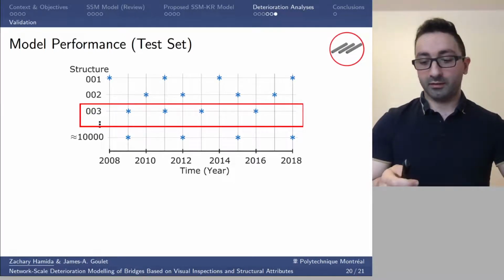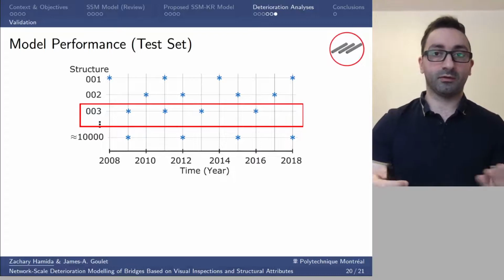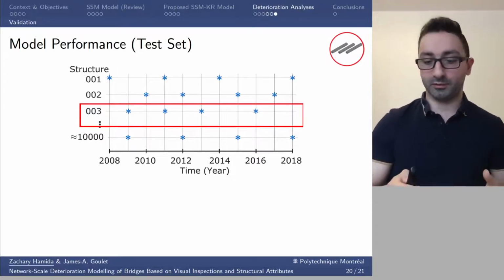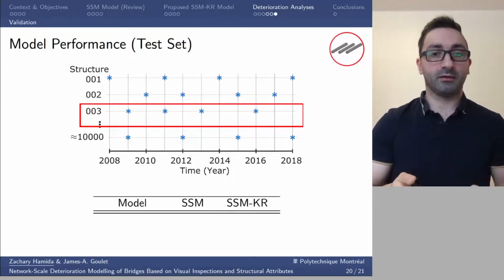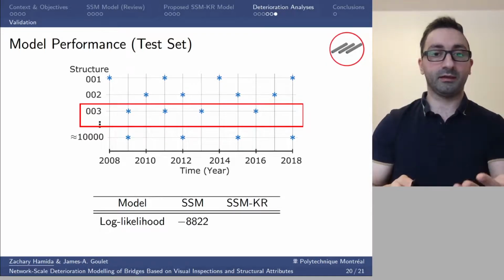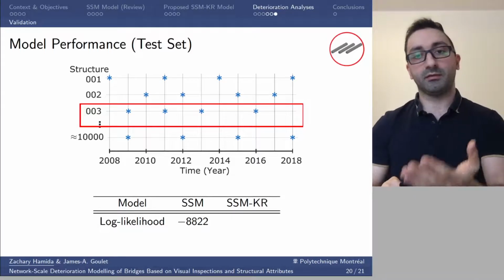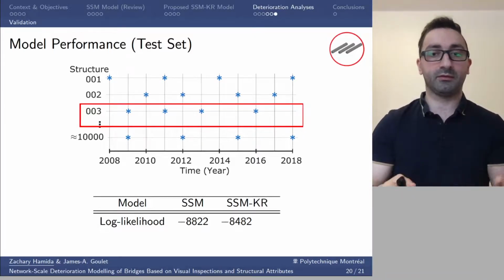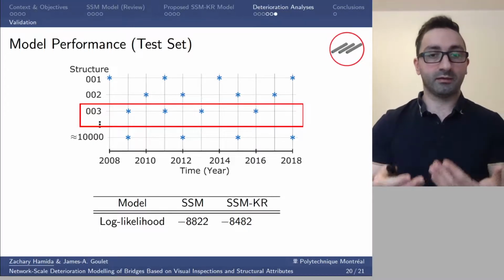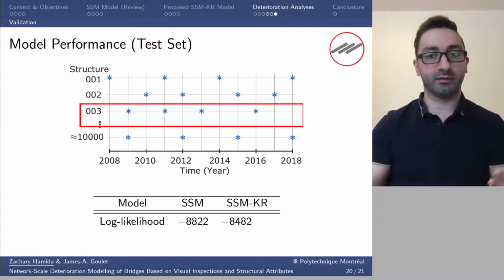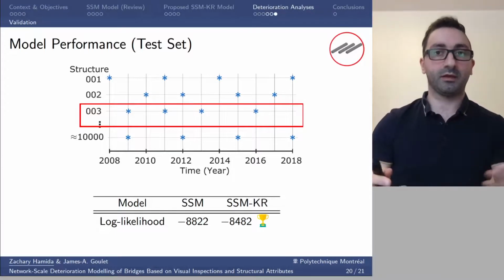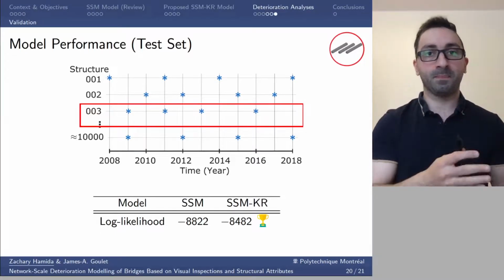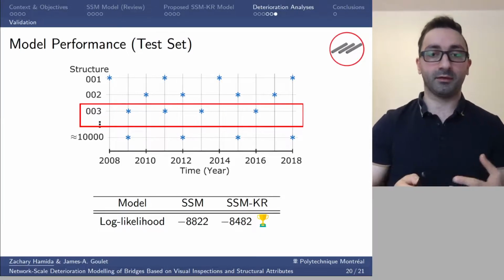We've taken this test set and evaluated the performance of the SSM-KR versus the SSM model. As the measure for this, we've used the log likelihood. The log likelihood for the SSM model is minus 8822, while the log likelihood for the SSM-KR model is minus 8482. In general, the higher the log likelihood, the better it is. And this is on the test set. So that shows that overall, the SSM-KR model has better performance in the real case also. It coincides with the results of the synthetic database. So this is really the analysis for the real database.